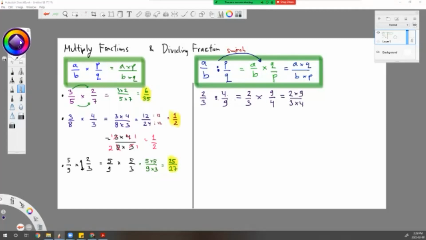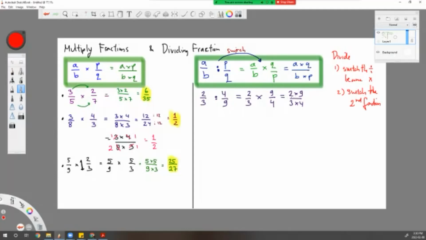So in dividing fraction, you need to do one step first. The first step on dividing, you switch the sign, switch the division become multiplication, and to reorder or switch the second fraction. Okay, so 4 over 9 becomes 9 over 4.